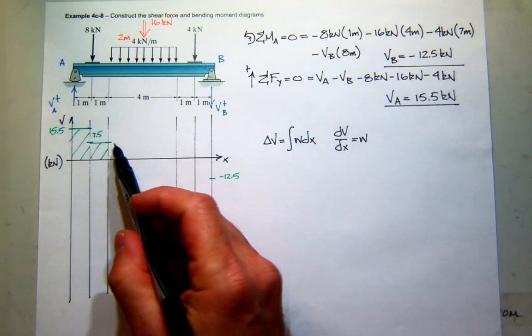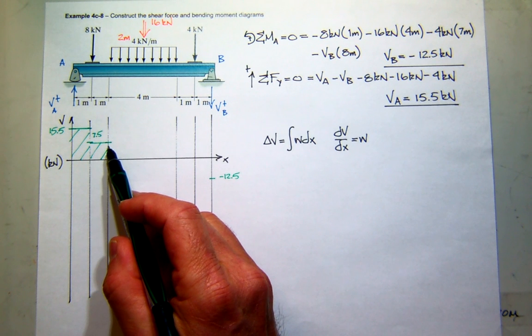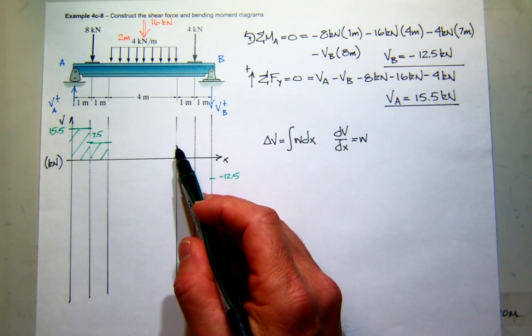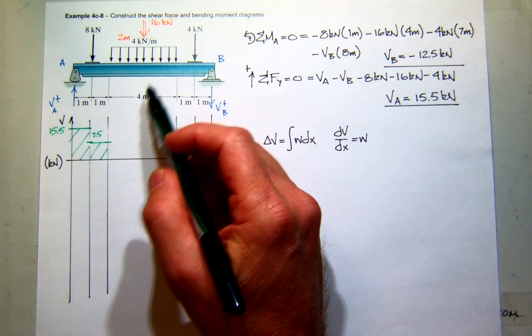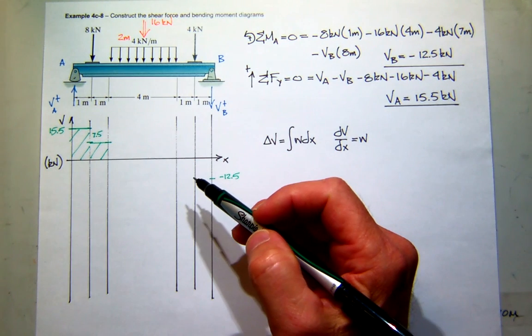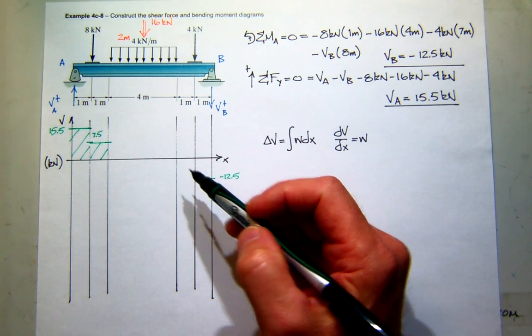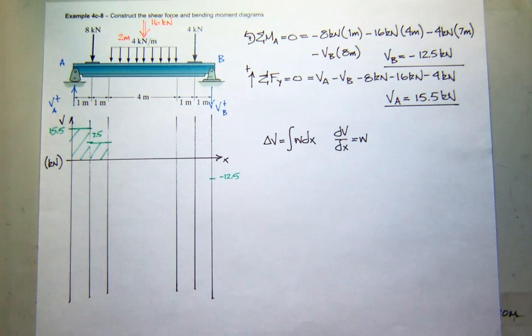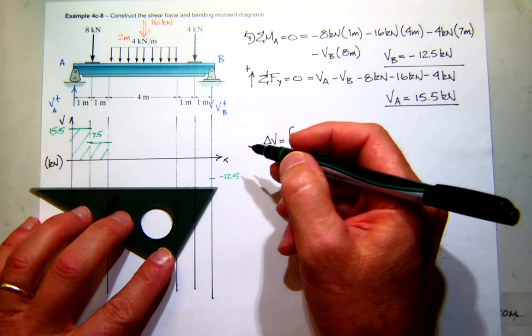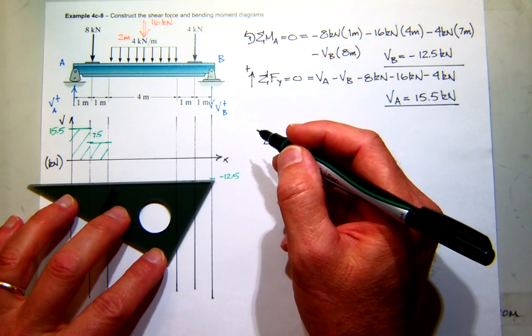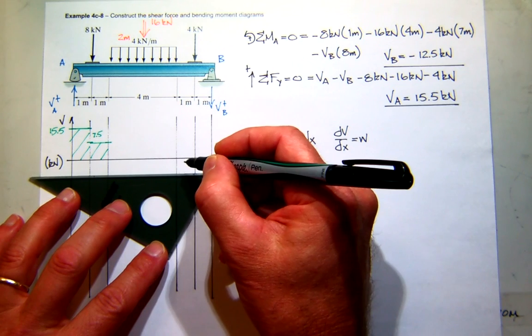Now what's the change in shear from 2 meters to 6 meters? It will be the area of this part of the curve. That's a rectangle, so base times height is 16. It's negative, so I'm going to go from 7.5 and subtract 16. What do you get? Negative 8.5, right? This thing is going to be not to scale, but you'll get the idea.